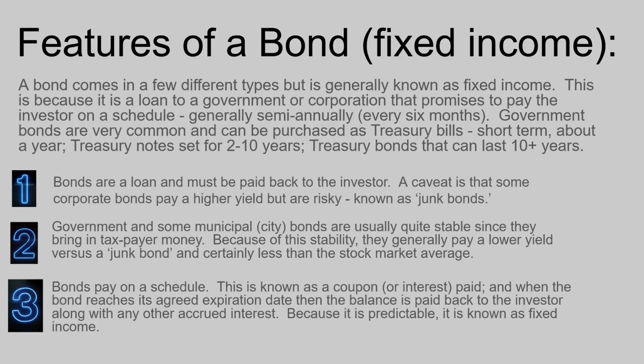And three, bonds pay on a schedule. This is known as a coupon or interest paid. And when the bond reaches its agreed expiration date, then the balance is paid back to the investor along with any accrued interest. And because it is predictable, it is known as fixed income.